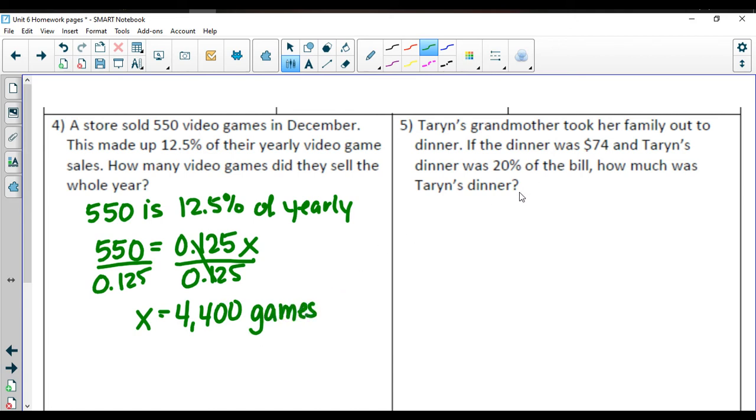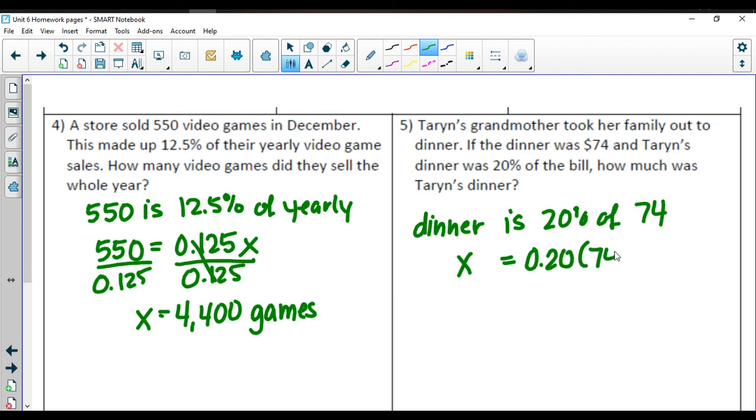Number 5, Taryn's grandmother took her family out to dinner. The dinner was $74, and Taryn's dinner was 20% of the bill. How much was Taryn's dinner? So dinner is 20% of the whole bill, and the bill is $74. So the dinner is what we're trying to find.